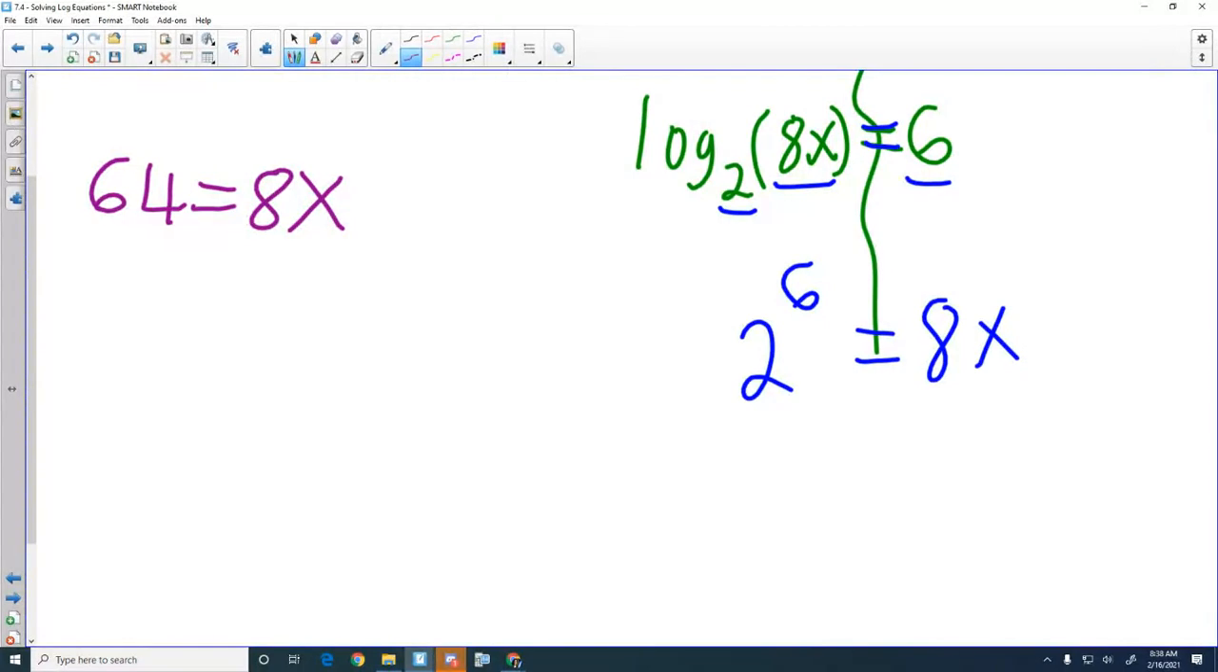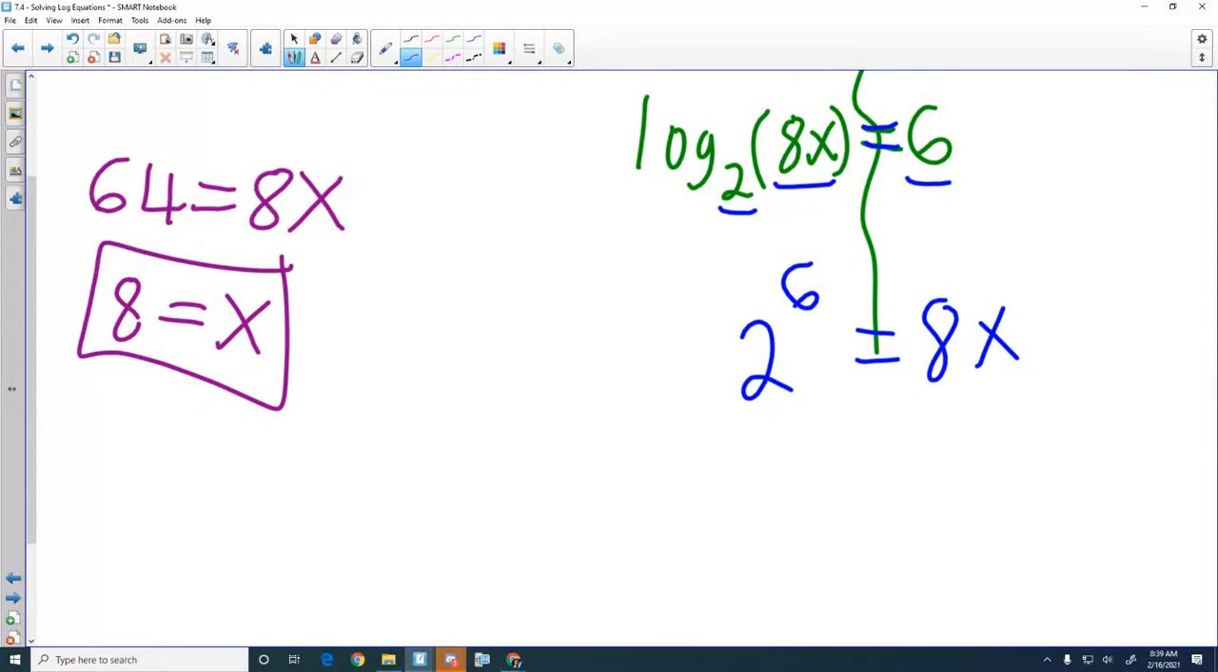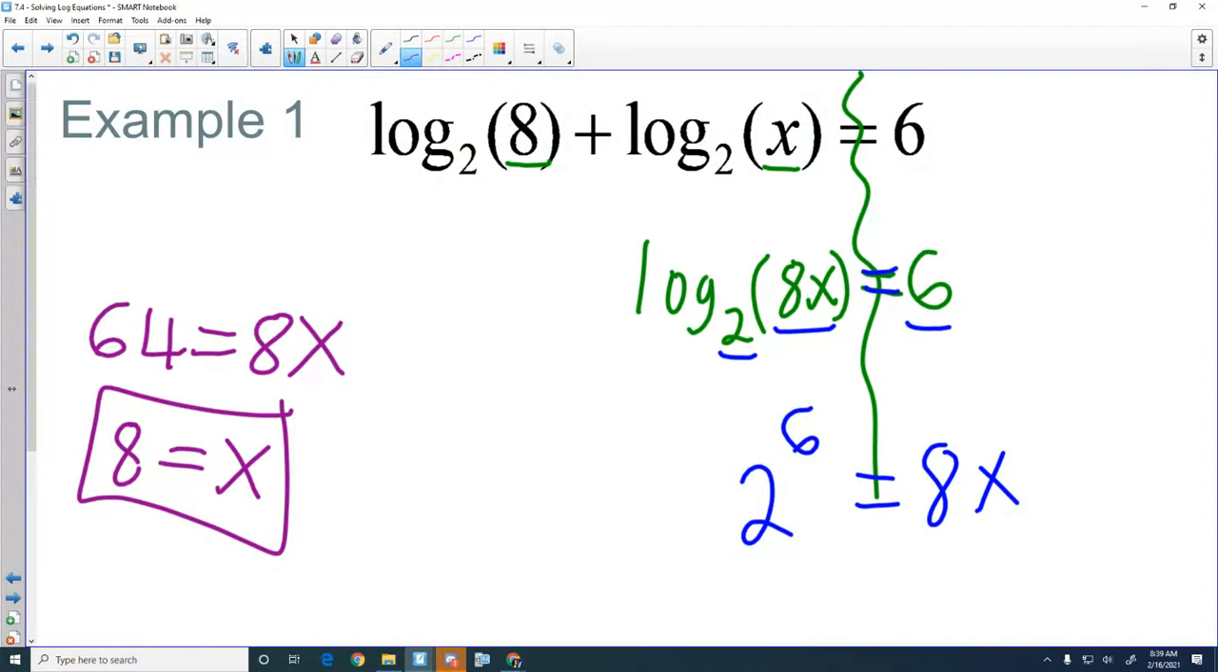Of course you can. What do you do to both sides? Divide. Yes, that's right. Just divide. You got it. So 8 equals x. So that's solving your log equation when there's a log on one side. Any questions before we move on?